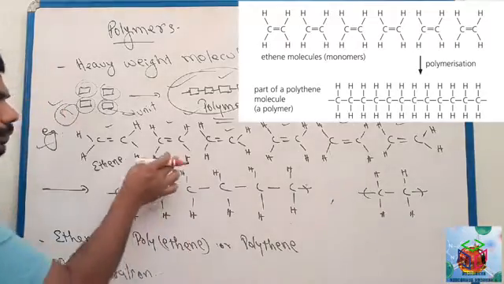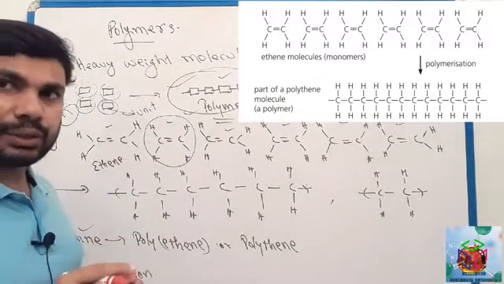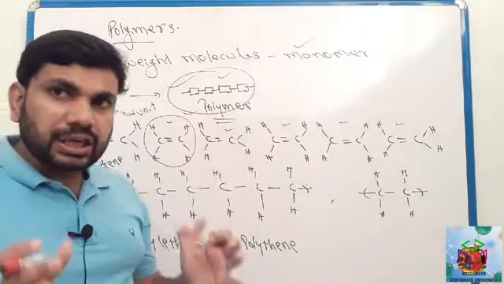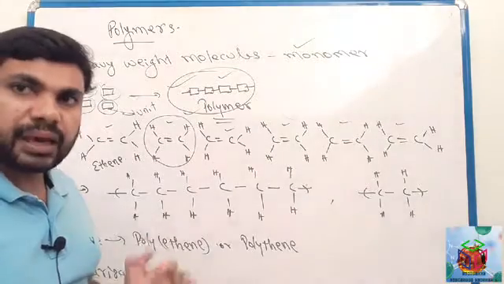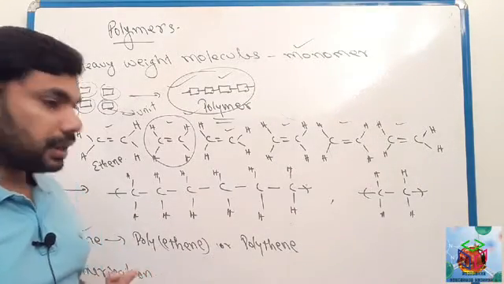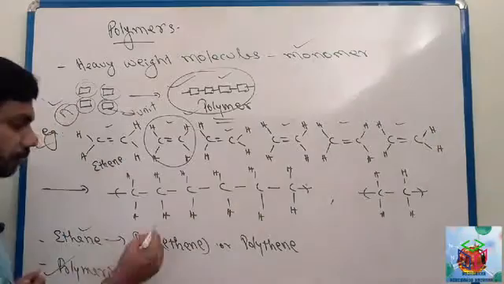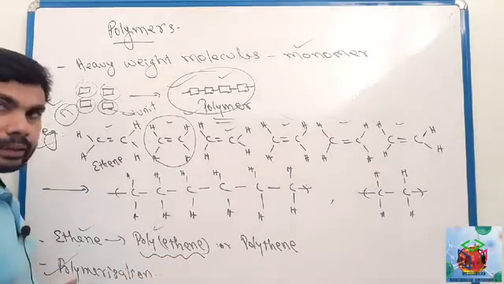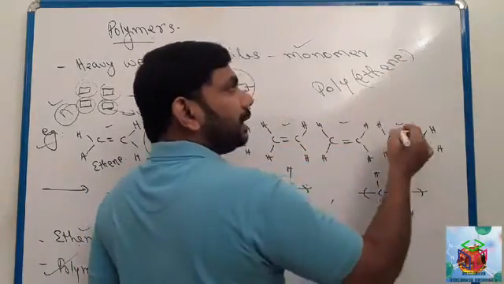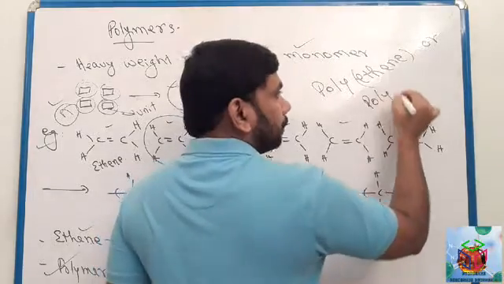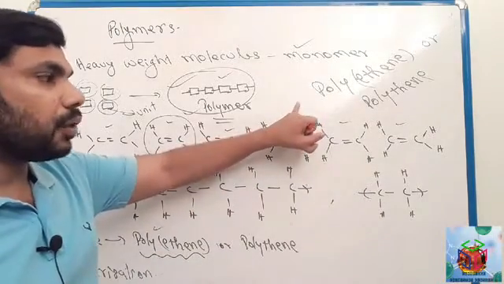Look here, this one unit is ethene. We know this is ethene, and this single unit is the monomer. This single unit after repeated addition forms a big heavyweight molecule. This big heavyweight molecule is called a polymer. So ethene after polymerization, you can write like this, polyethene. This polyethene, you can say polythene or polyethene. So this is one example for a polymer.